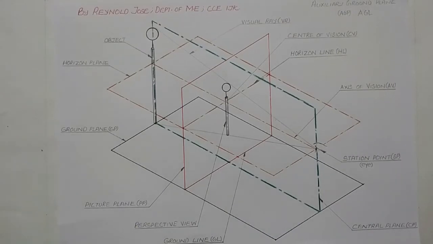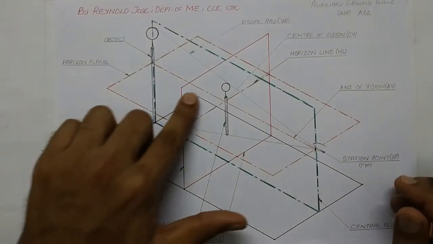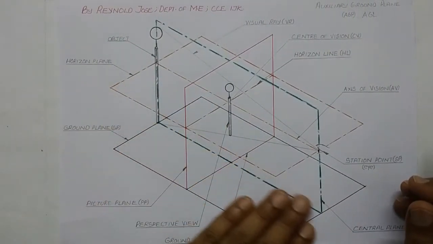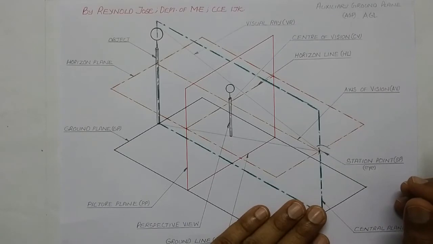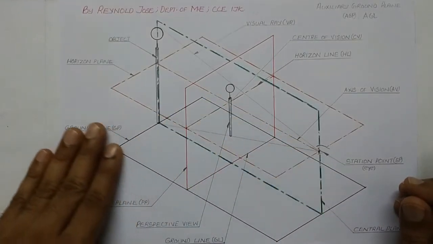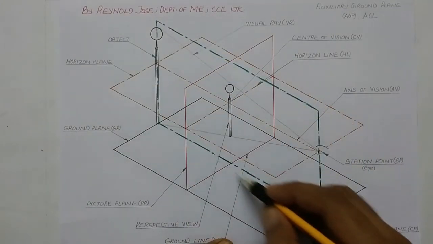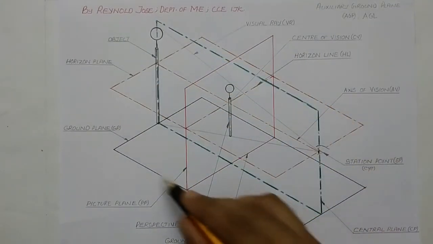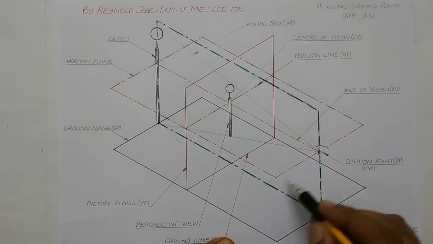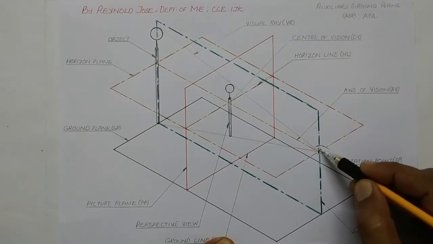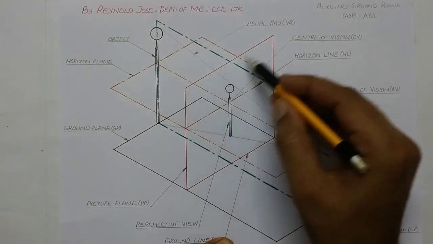So once again I shall repeat which are the planes. First we have the ground plane. The ground plane is the bottommost plane in the perspective projection, and usually on the ground plane we keep our objects. The next plane is known as the horizon plane. This horizon plane is parallel to the ground plane, and always the horizon plane will be at the height of the observer.